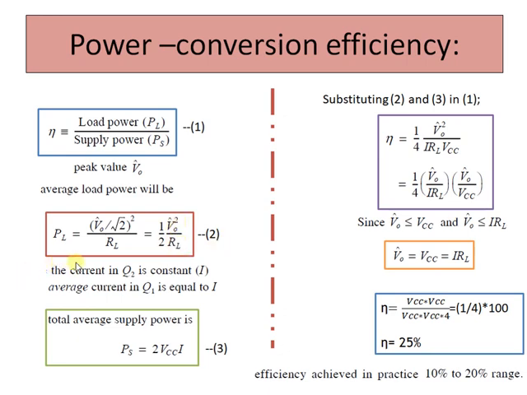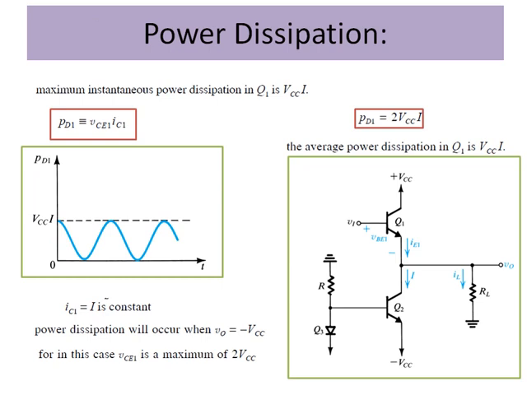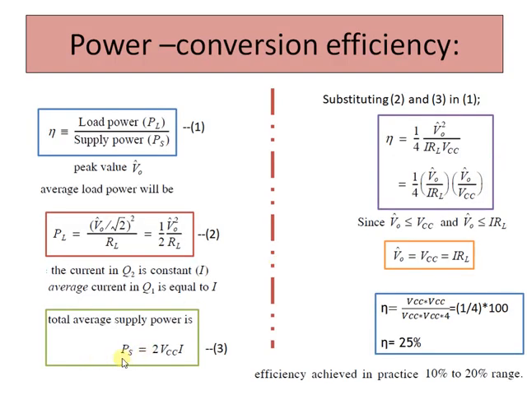And since the transistor Q2 has a constant current I, the power that is drawn from the negative supply is VCC into I. The average current in Q1 is equal to I, and thus the average power drawn from the positive supply is also equal to VCC into I. That we have seen here: the average power dissipation in Q1 is VCC into I, and if you consider the transistor Q2, this is also equal to VCC into I. So if I consider the total average supply power, I have PS equal to 2 VCC into I. That is because of transistor Q1 and transistor Q2, so when you add up, it becomes 2 VCC into I.